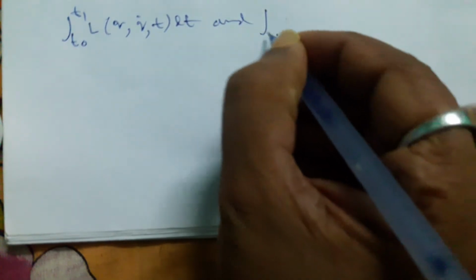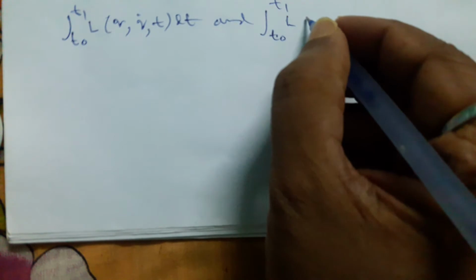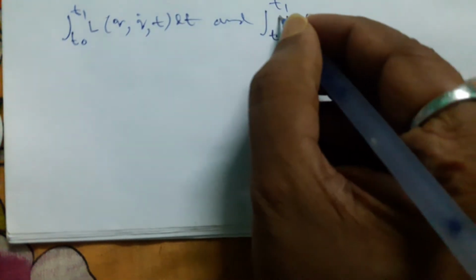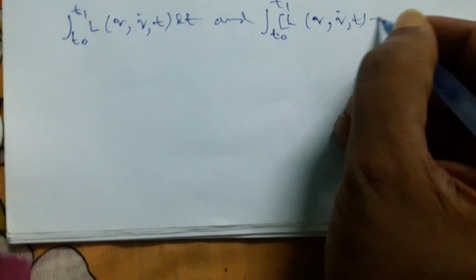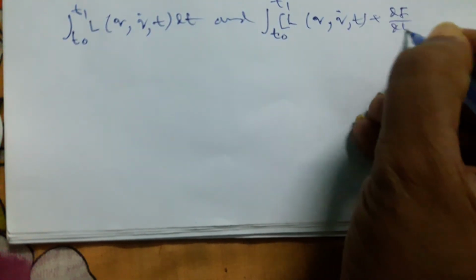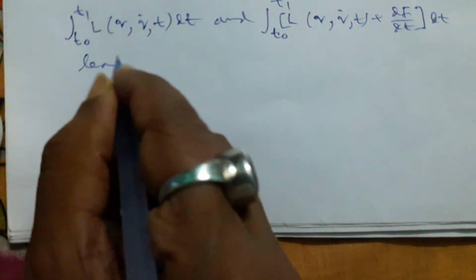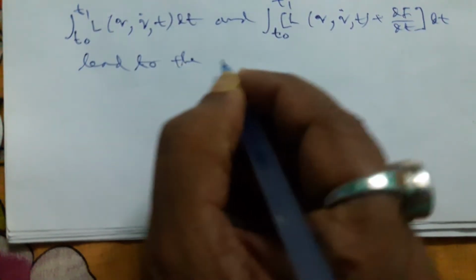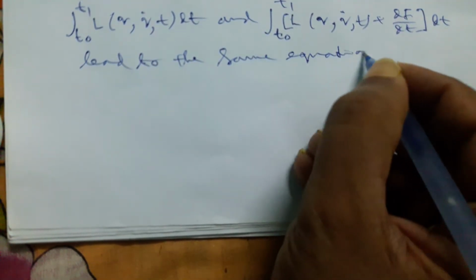Now we discuss the integral from t0 to t1 of L, that's the Lagrangian of q, q dot, t, dt, and the integral from t0 to t1 of L of q, q dot, t plus df/dt, dt. These lead to the same equation of motion.